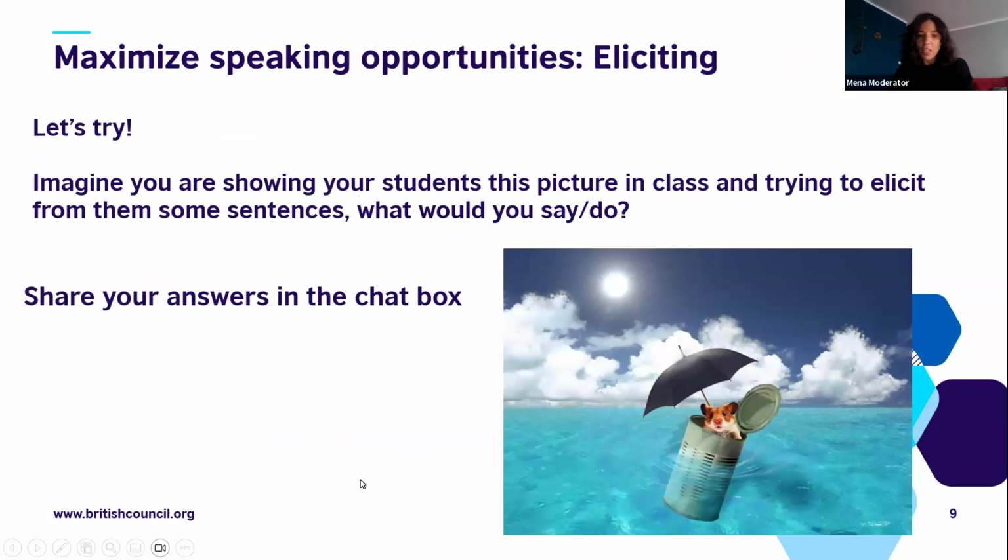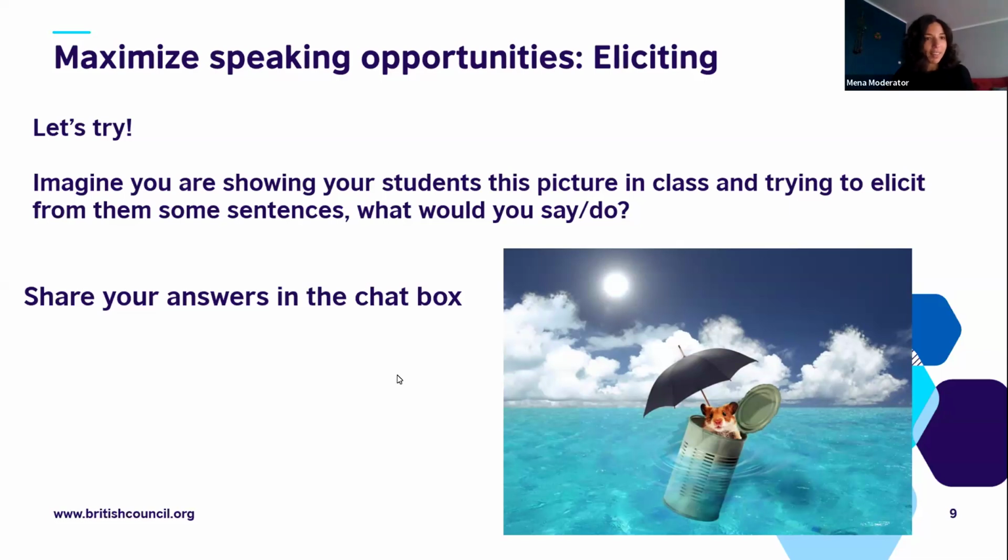So let's give it a try here and see how we usually elicit in our classes. So let's imagine you're showing your students this picture in the classroom, and you want to elicit from them language, sentences, whatever it is. You want them to speak. This is your prompt, this picture. What would you do? What would you say? So again, in the chat box, share your answers, please.